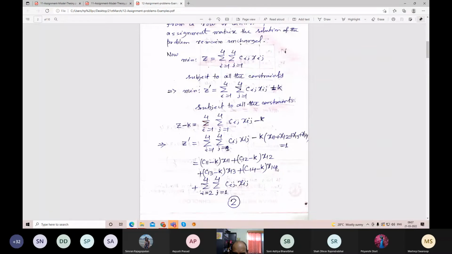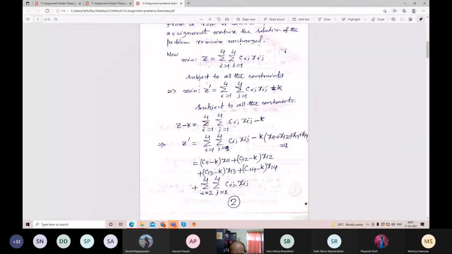Okay, plus, the first row I have not taken in this summation, so i varies from 2 to 4, j varies from 1 to 4, Cij Xij. And I can simplify in this manner. If you simplify, this will be together: K times X11 plus X12 plus X13 plus X14. And this X11 plus X12 plus X13 plus X14 is equal to 1.